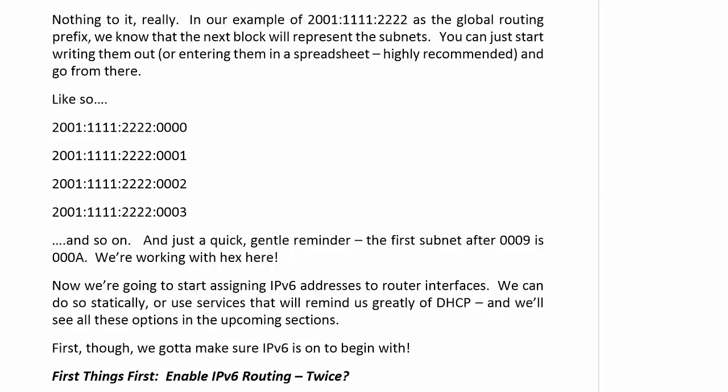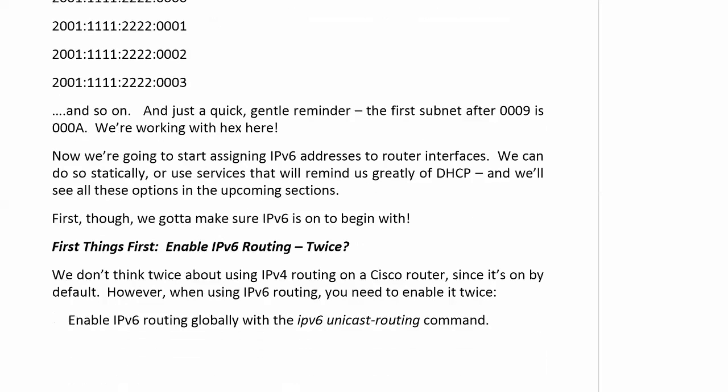When we do start with our labs in this video, the subnet I'm going to use is the 2001:1111:2222:0001 subnet. Now, before we do that though, we have to enable IP version 6 routing, and there's a good chance we have to do it twice. A good way to remember this is IP version 6 is so nice you have to enable it twice. Isn't that great? It's the best I could come up with.